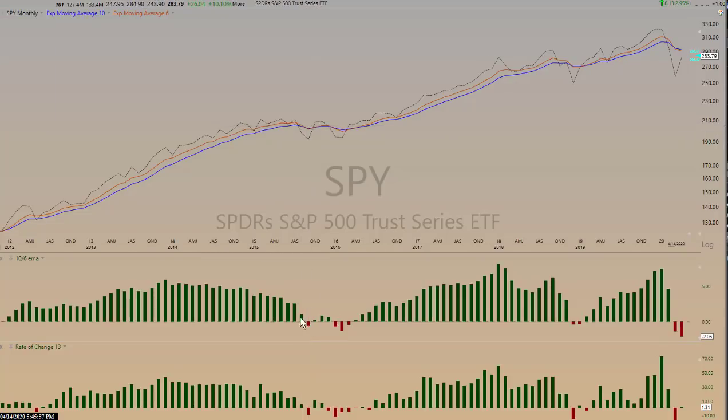You can see this histogram. If this histogram goes from green to red, it means that the faster moving average, the 6 EMA, has crossed down below the slower moving average, which is the 10. That was a little whipsaw there. And now what you're looking at is the black dash line here. That's the S&P 500. So you got a sell signal.